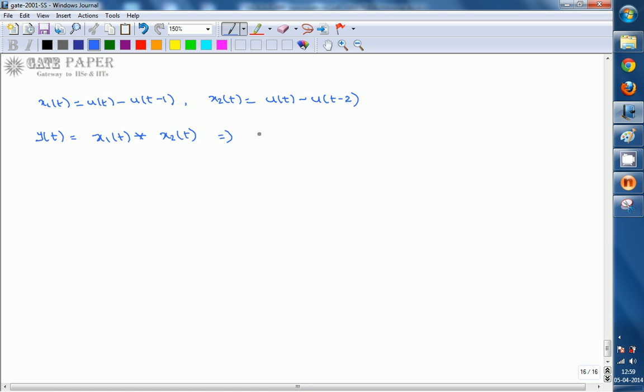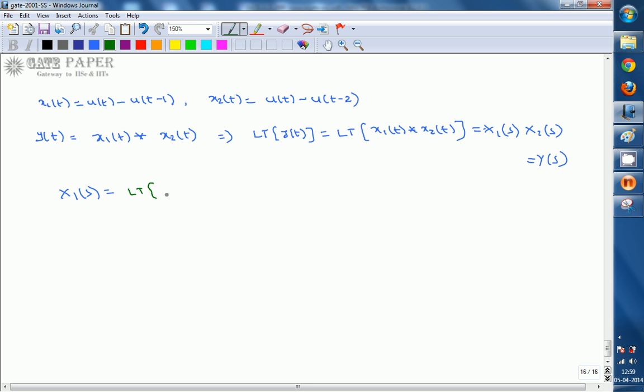We can find the final waveform of y of t using the Laplace transform. The Laplace transform of y of t is the Laplace transform of the convolution of x1 of t with x2 of t. Using the convolution property, this equals x1 of s into x2 of s, which is y of s.